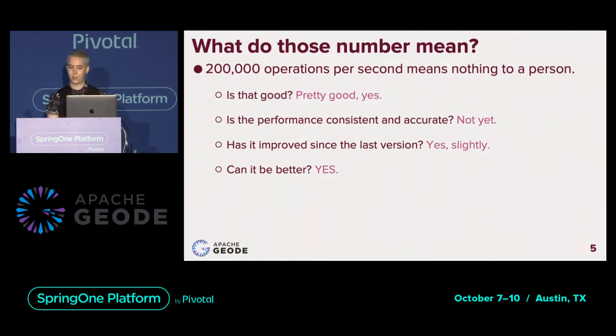Here are my answers to those questions from when we started making these new benchmarks. And we had pretty good performance. This is for version 1.9. But we were seeing some variance between runs, and we had some issues with stop-the-world garbage collections occurring. We also saw improvements from the previous version, and we had a lot of room for improvement.